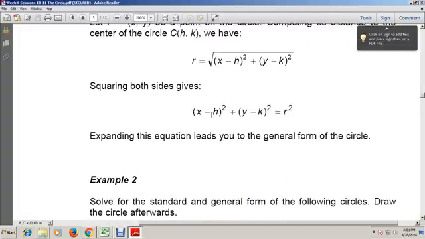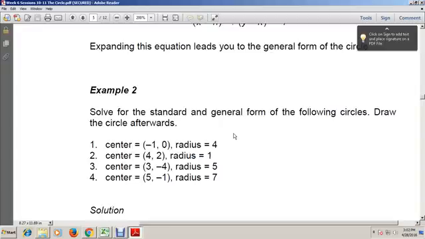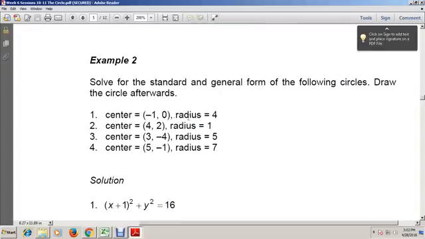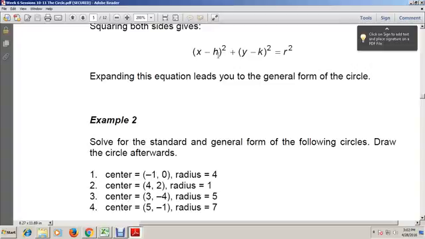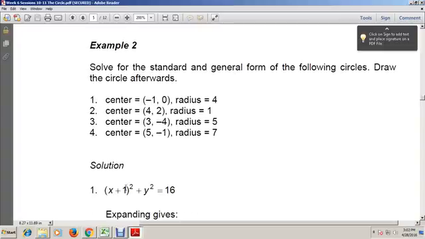Now for the center of the circle, we have x minus h, y minus k. So h and k serve as the coordinates of the center of the circle. So we have -1, 0. So that becomes x minus -1, so that becomes x plus 1. Then k would be 0, so that becomes y minus 0. That becomes y, then squared. So simply we have (x plus 1) squared plus y squared is equal to 16.